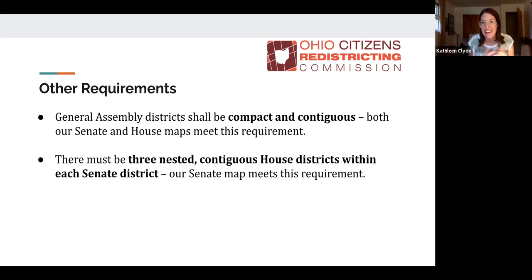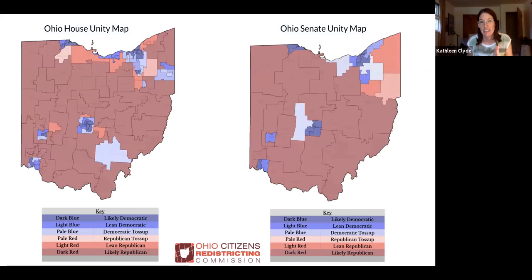The other requirements in the Constitution, not to be forgotten: General Assembly districts shall be compact and contiguous. Both our Senate and House maps meet this requirement. And then for those of you familiar with how the General Assembly works, of course, there must be 3 nested contiguous House districts within each Ohio Senate district, and our Senate map meets this constitutional requirement. So next slide. And here are the maps.